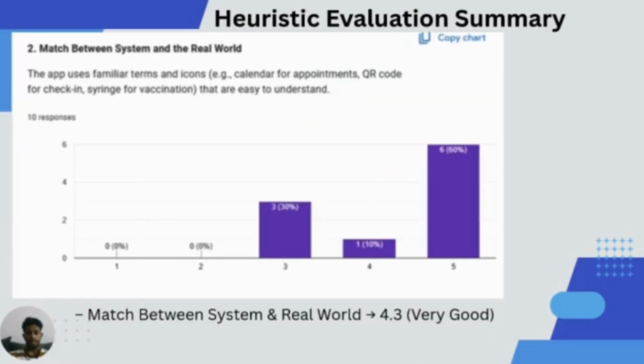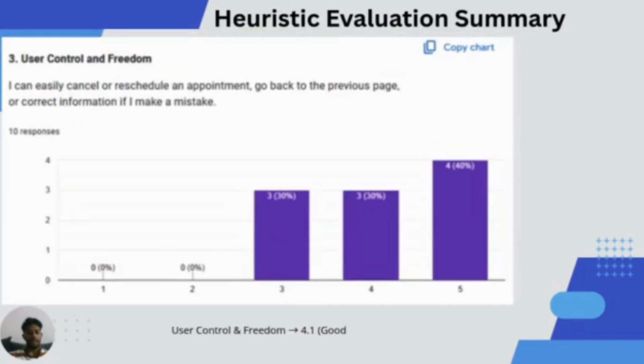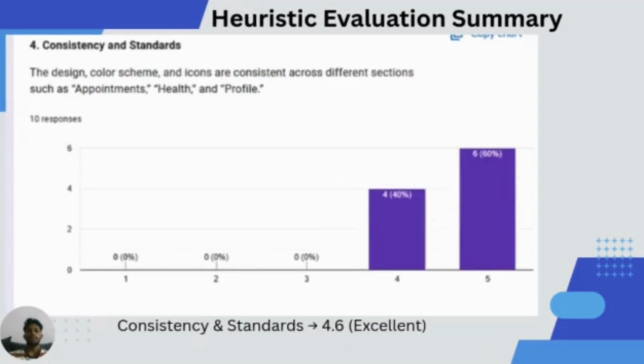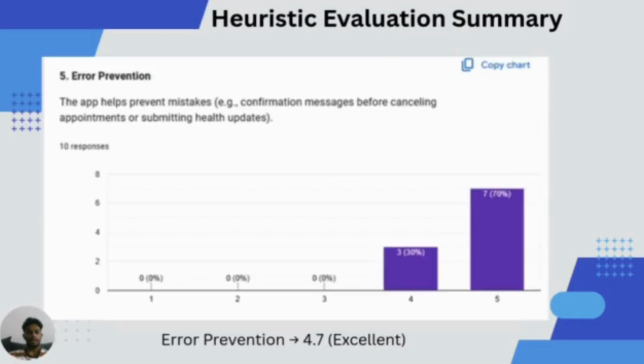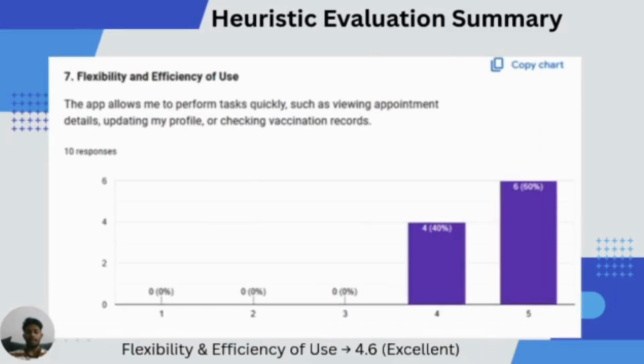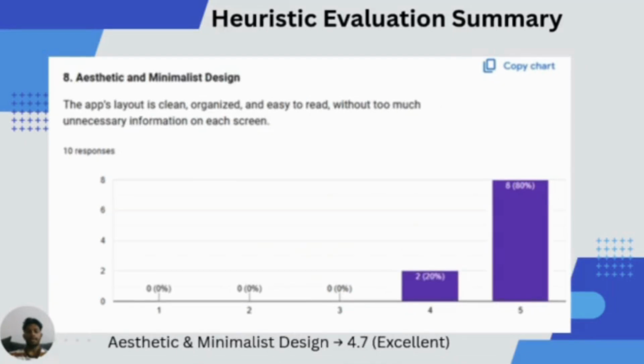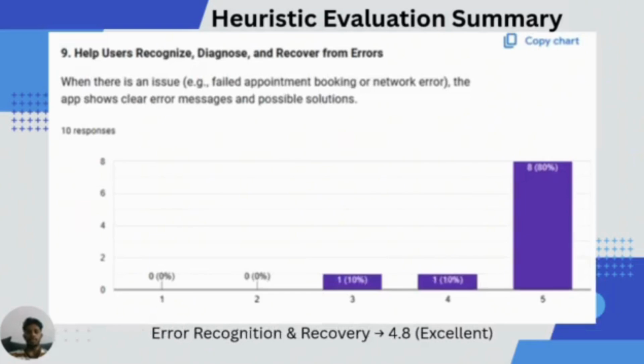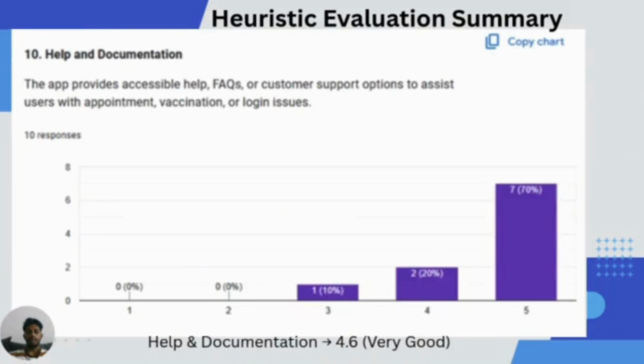And this one is also highest, very good at 4.3, strongly agree. Then error prevention also strongly agree, and the sixth one is also strongly agree, which is recognition rather than recall. Flexibility and efficiency of use is also excellent, strongly agree, and aesthetic and minimalist design is also strongly agree. The ninth one is help users recognize, diagnose and recover from errors, and the last one is help and documentation, which is strongly agree and very good.